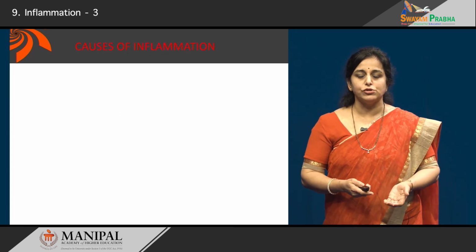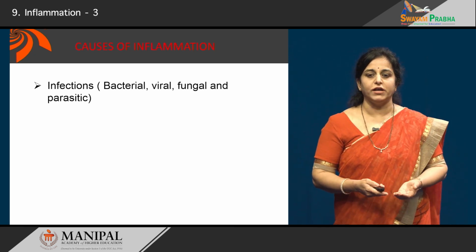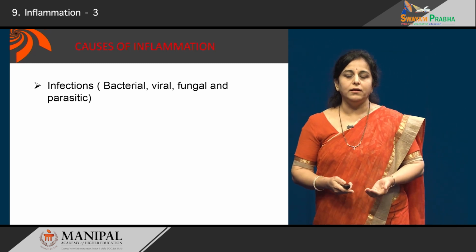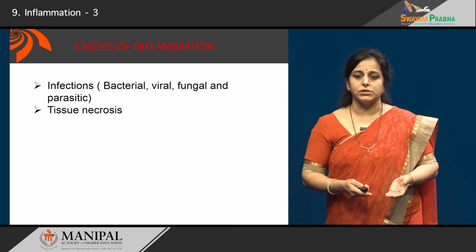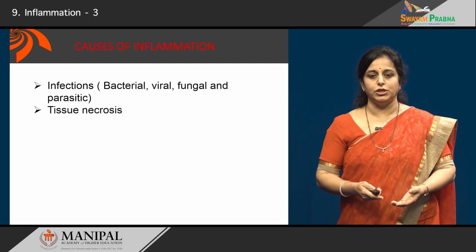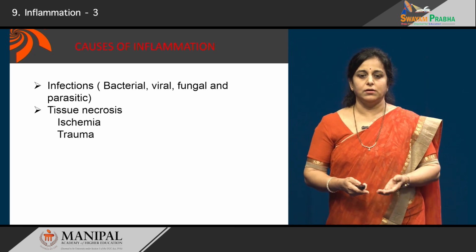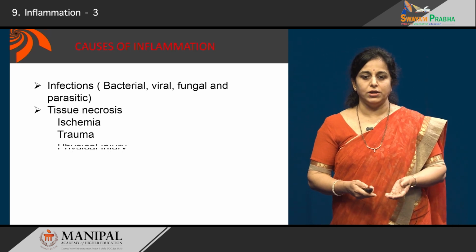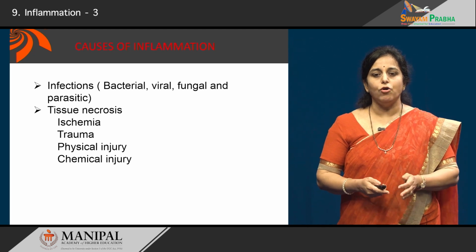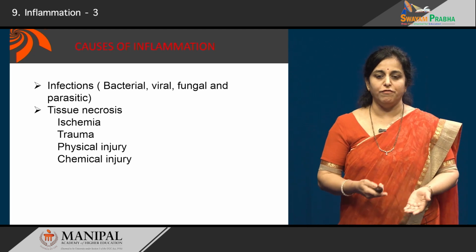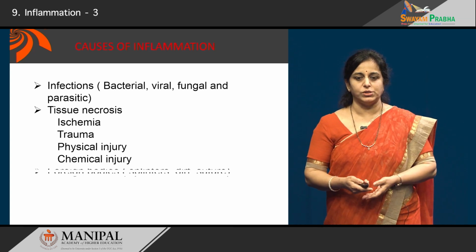Now, what are all the causes of inflammation? First and foremost are infections. Any kind of infection, bacterial, viral, fungal, parasitic, etc. Tissue necrosis, any condition where there is death of the tissue. For example, when there is ischemia and hypoxic necrosis, trauma to the site of injury, physical injury, chemical injury. So, basically any cause of cell death is a stimulus for inflammation to come to the site of injury and eliminate these dead or dying tissues.